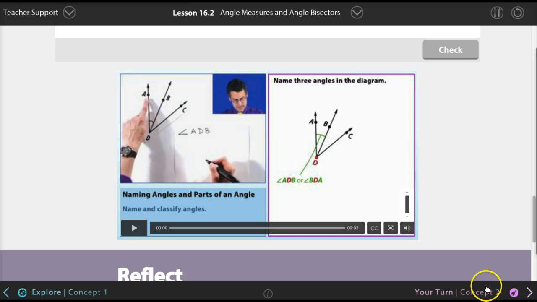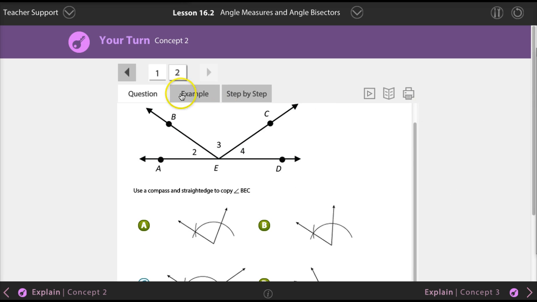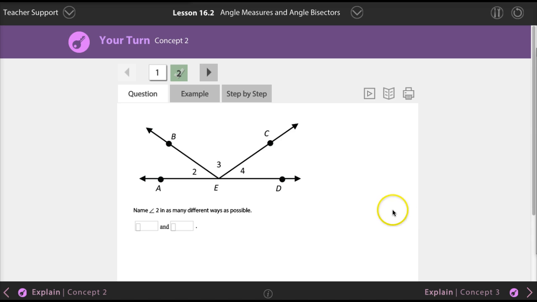Go ahead and watch this video. It's really good. And so as you can already see, I solved this question. But let's take a look. It says name angle 2. This is angle 2 right here, okay? Angle 2 in as many different ways as possible.